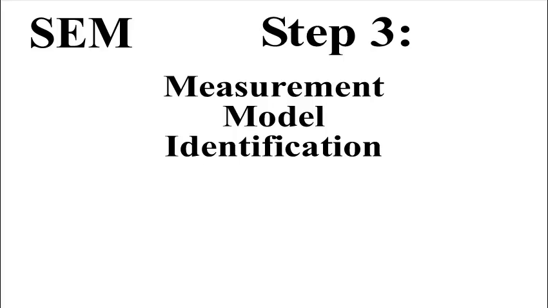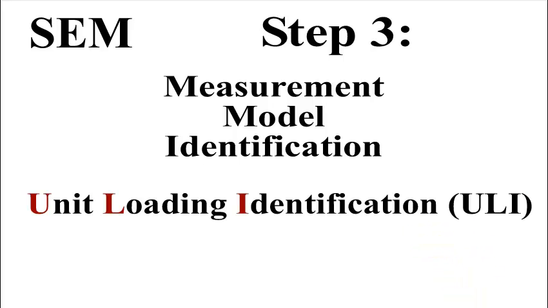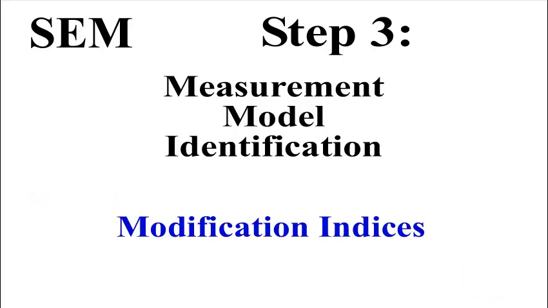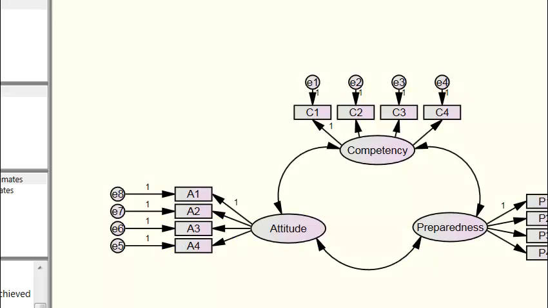Last step to model identification, right? This last step is a lot like unit dimensionality, but we're going to call it unit loading identification. That's the ULI. And then the very last step is modification indices. So let's get on with the show. Time for some unit loading identification.